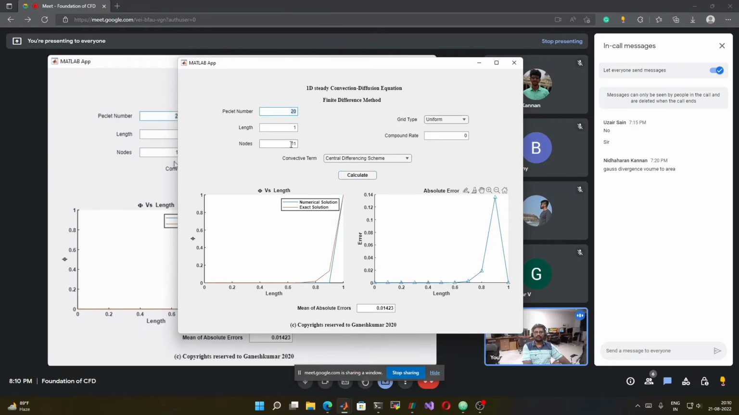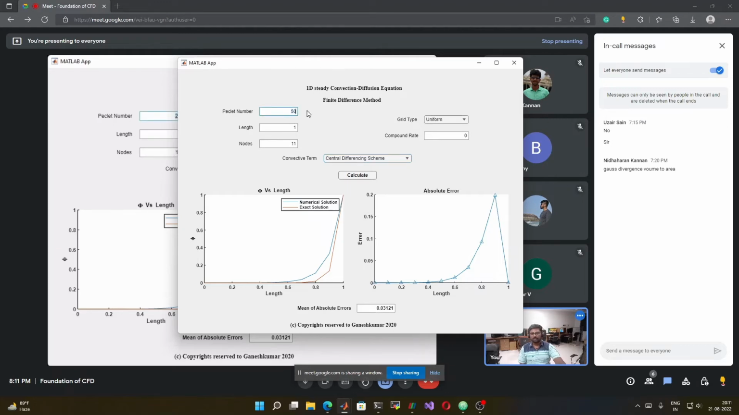So for a Peclet number of 20, and for 11 nodes, which means you have 10 delta x, 10 cells, for a central differencing scheme you are getting a physical solution. Similarly, for upwind scheme also you will get a physical solution, but central differencing would be more accurate. If you see, the error is 0.014. For upwind it would be less accurate, 0.03, right? So what this essentially tells is, if you have higher order schemes, you are going to end up getting dispersion errors, right? So to avoid those, your local Peclet number should be less than or equal to 2.